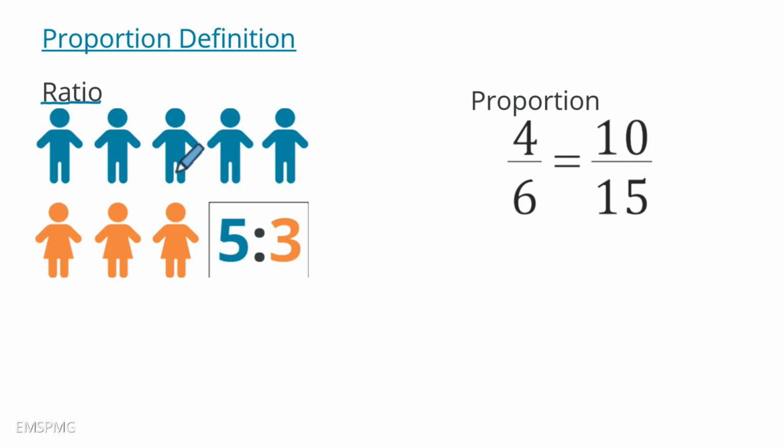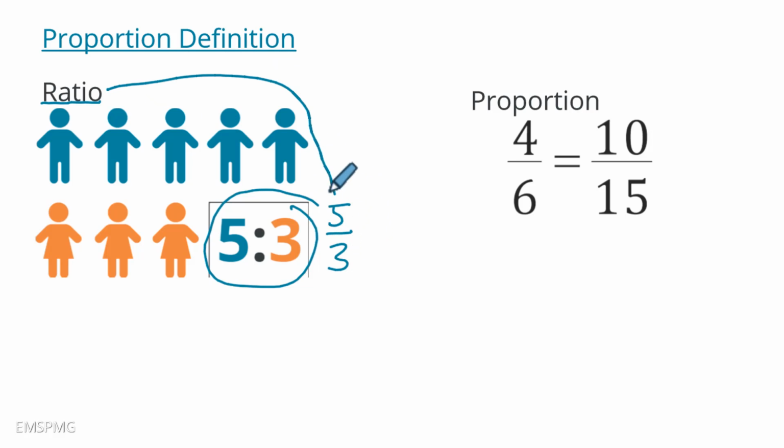So a ratio is a comparison between two numbers. So say, for example, you have in your class 5 boys and 3 girls. The ratio of boys and girls in the classroom would be 5 to 3. And another way you could write that is in fraction form, which is 5 over 3. Okay, so that's a ratio.